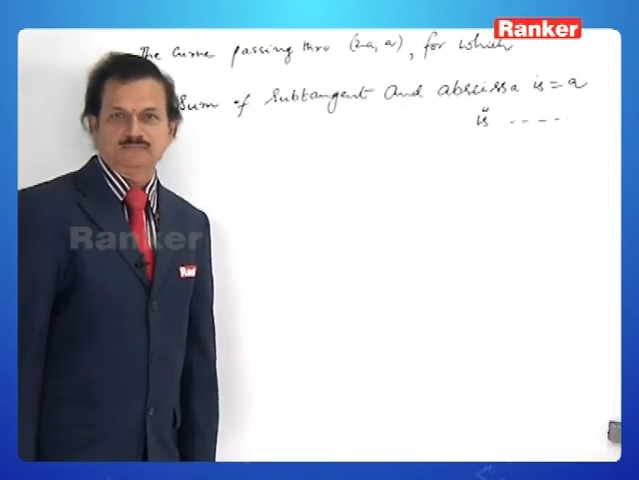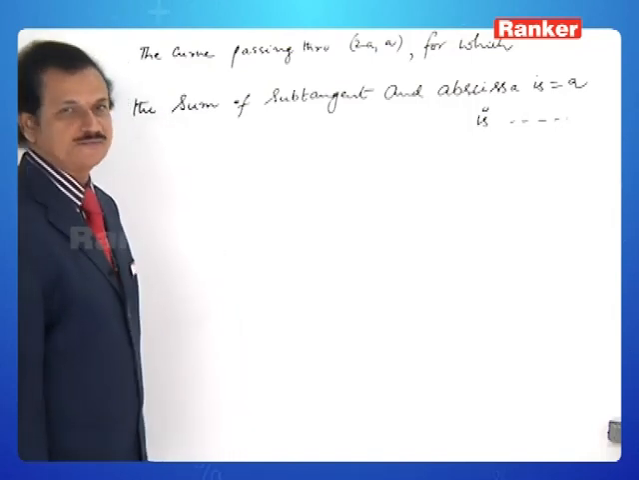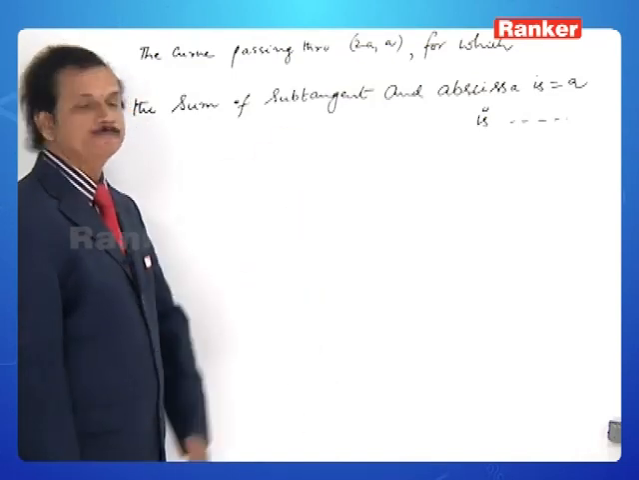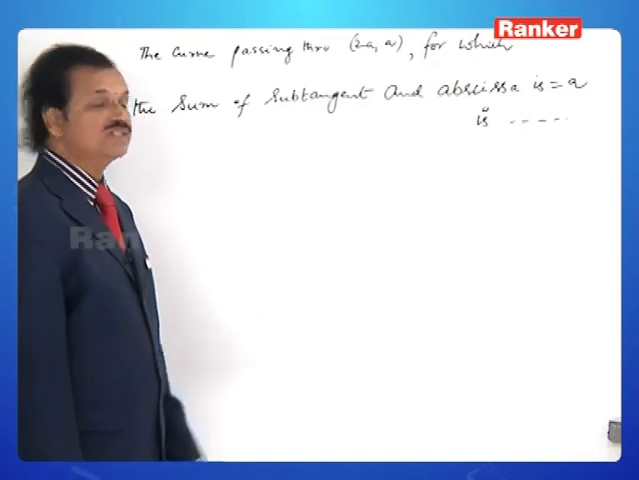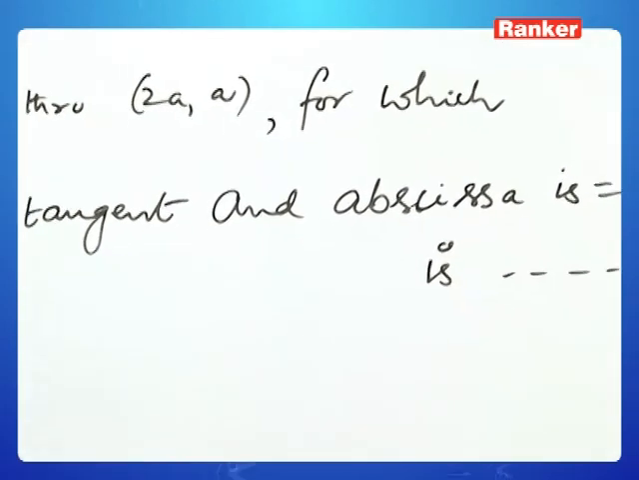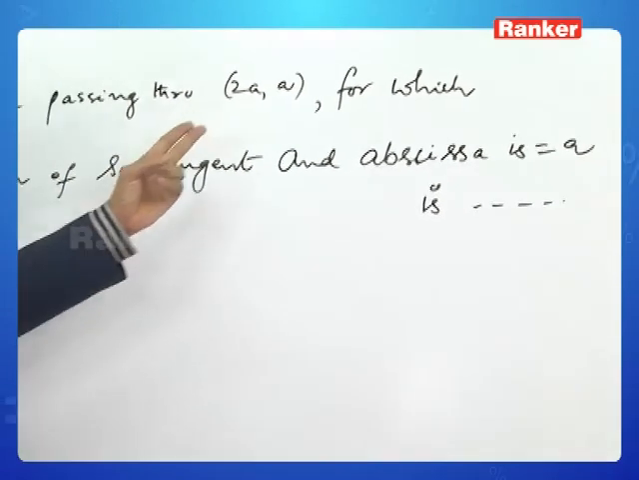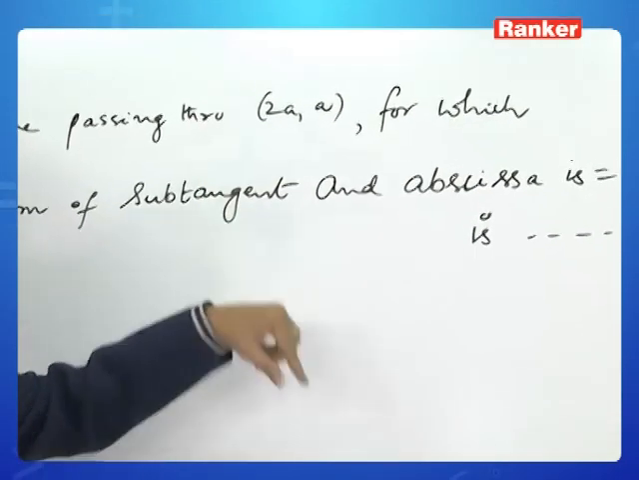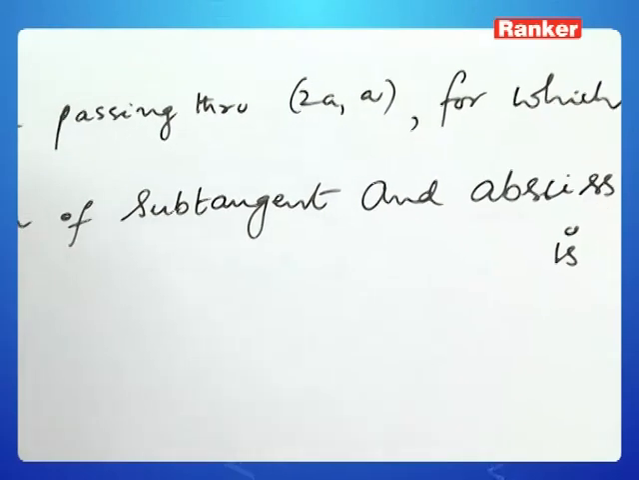Another special problem is approaching, please follow the sentence given in the question. There is a curve which passes through the point 2a comma a, for which the sum of the subtangent and abscissa is equal to a. What is the equation of the curve? Here, two pieces of information have been given. The first one is it passes through the point 2a, and the next one is the length of the subtangent and abscissa, the sum is a.